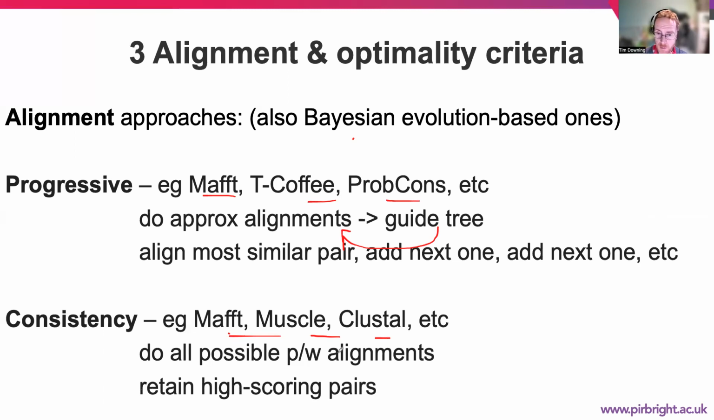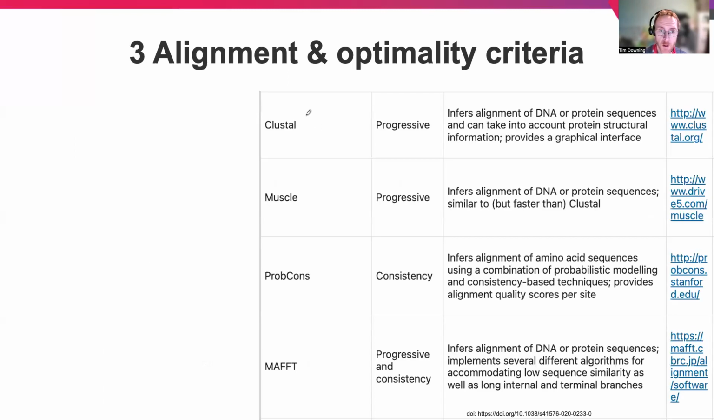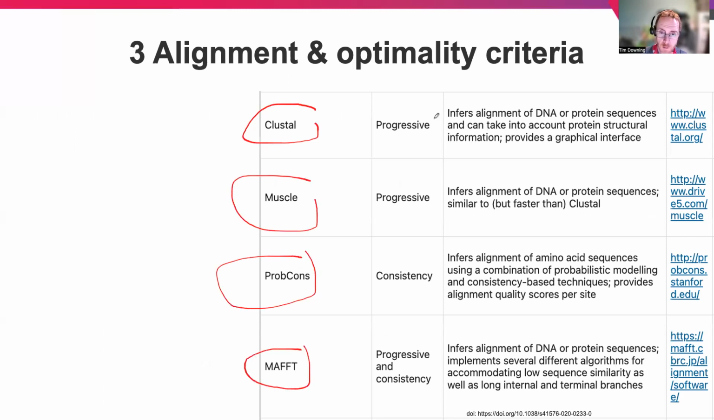So there are other examples here in this table, where common tools would be Clustal, Clustal Omega, MUSCLE, ProbCons, MAFFT, that allow different methods to be applied. Which one is best is a question for your particular research question at hand.